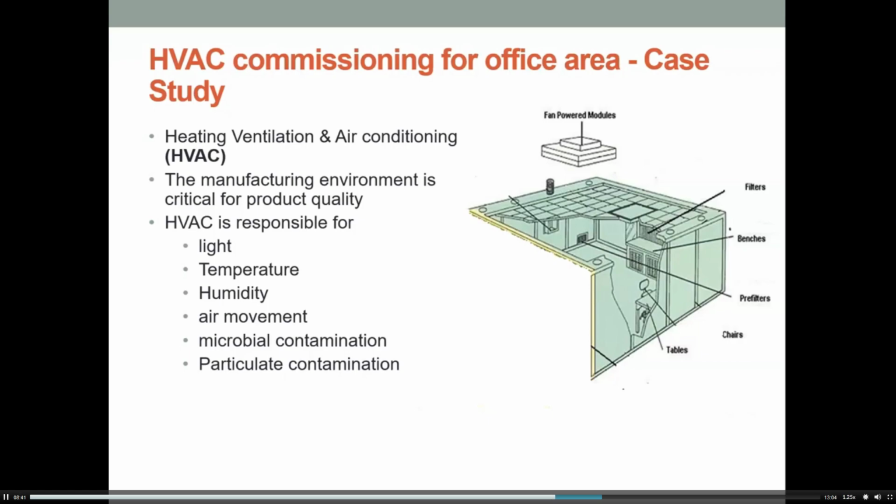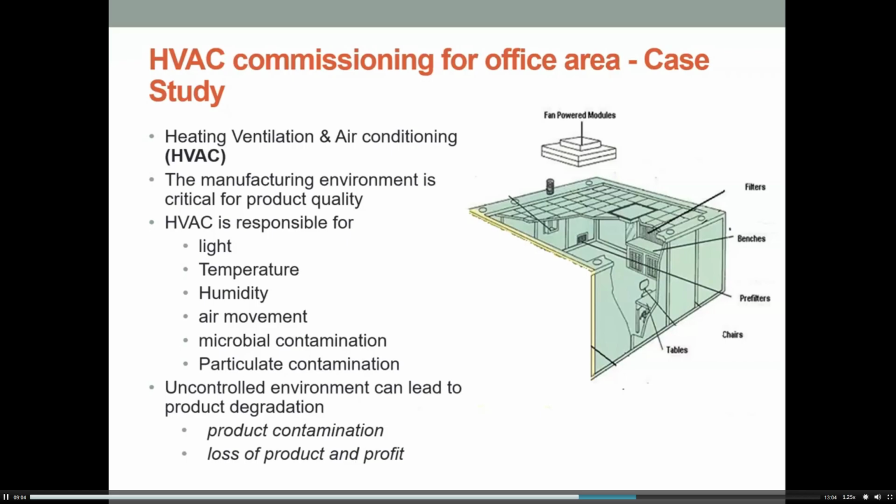The HVAC is responsible for light, it's responsible for temperature in an area, it's responsible for the humidity in an area, so how much water or moisture is in the area. It's responsible for air movement. This is particularly critical in clean rooms. It's also responsible for your microbial contamination and your particulate contamination with your HEPA filters. So all of these things are really, really important in a manufacturing environment.